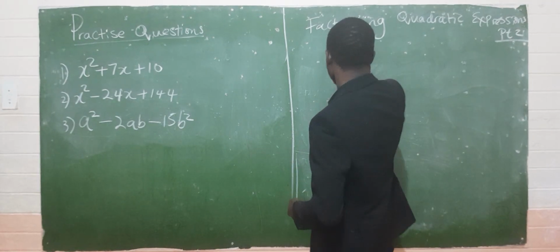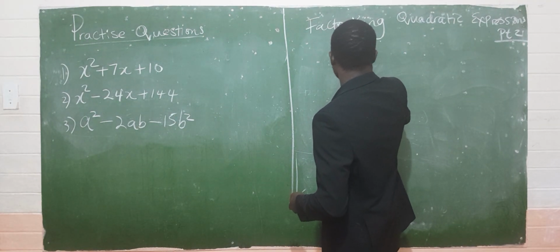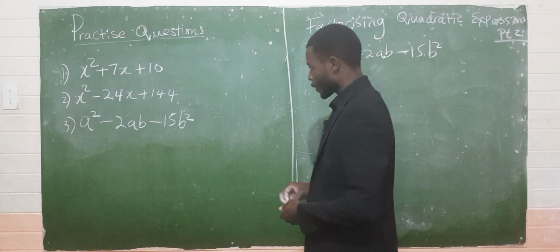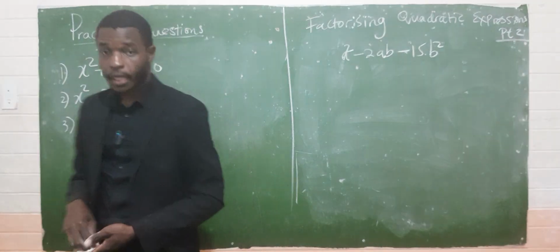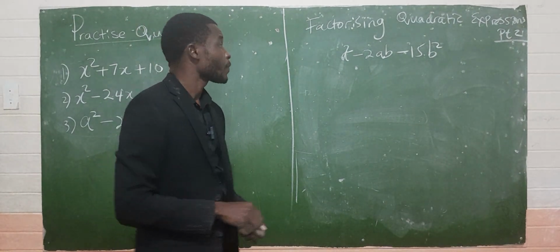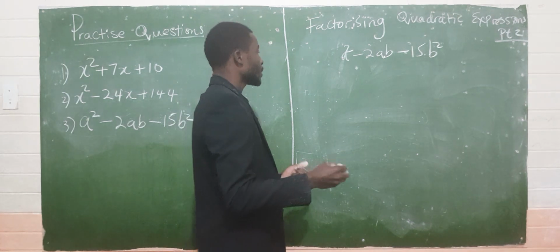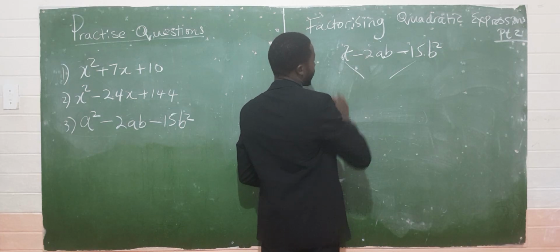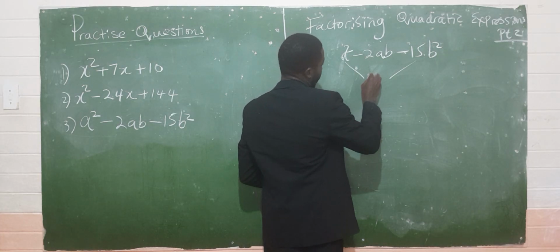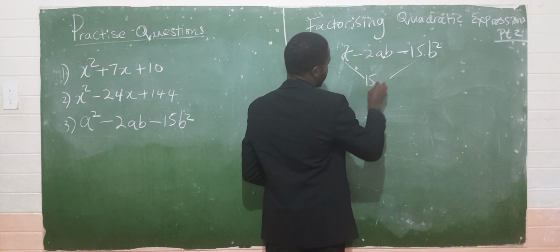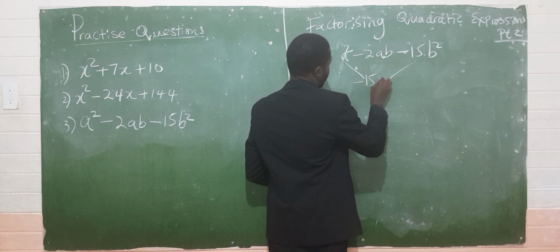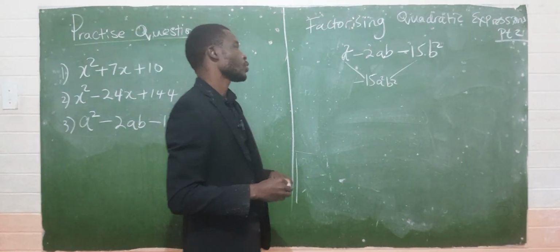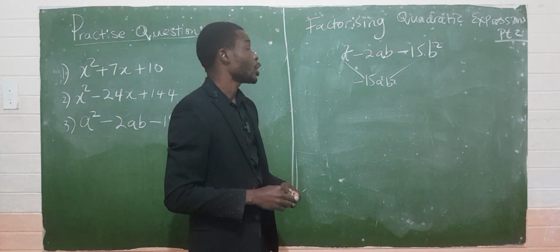Okay, next question. We have a squared minus 2ab minus 15b squared. And that is our next question. And our assignment still remains the same. We are to factorize that. Same process. I'm going to multiply this 2 since it's a quadratic, see that by having a square right there. Actually, that's going to be negative 15 a squared b squared. A squared times negative 15 b squared will give us negative 15 a squared b squared.